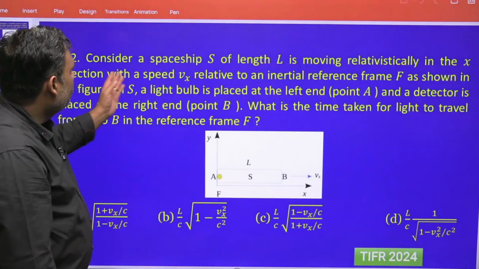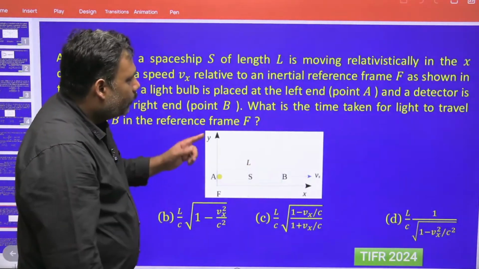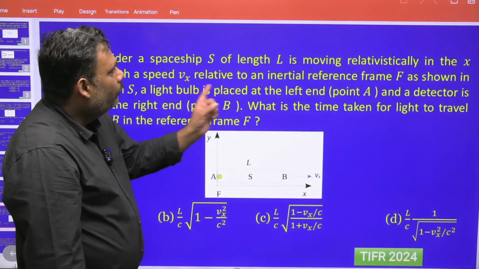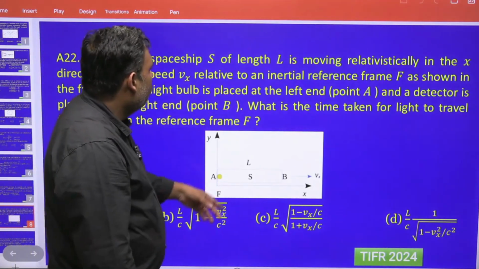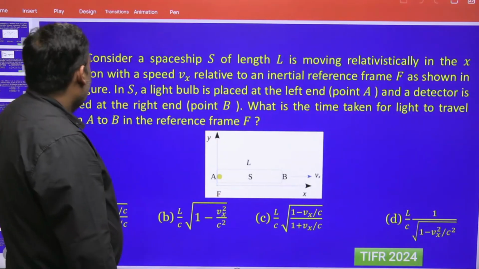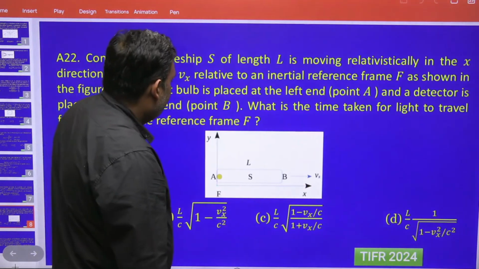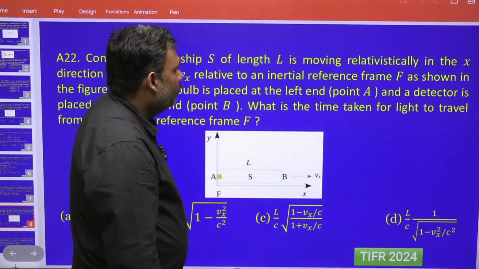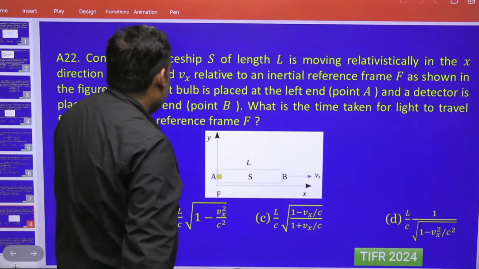Consider a spaceship whose length is L, that is the proper length, moving relativistically in the x direction with a speed Vx with respect to some inertial frame F. A light bulb is placed at the left end, and the light will travel from point A to point B, where B is a detector.